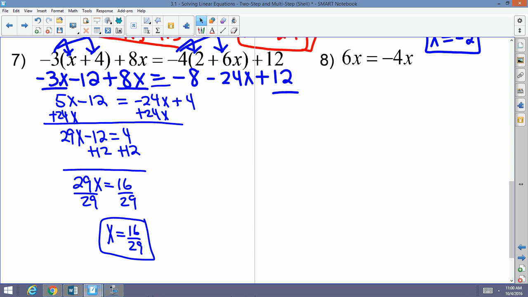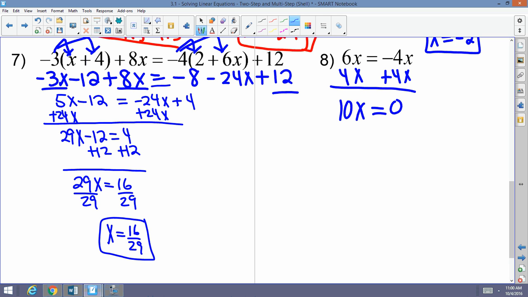For this one, I got 6x minus 4x. A lot of people get freaked out here. All you need to do is combine the x's to one side. So I'm going to add 4x to both sides. And I've got 10x equals 0. Divide by 10. So x equals 0.